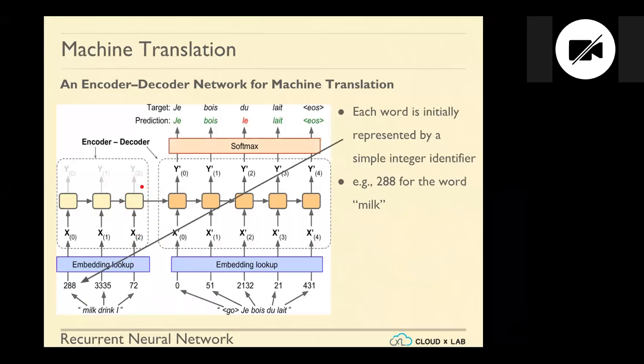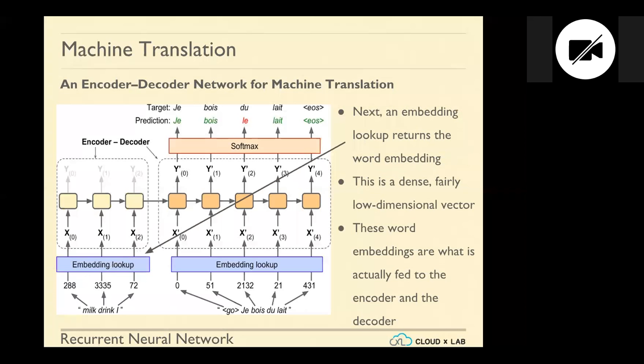Each word is initially represented by a simple integer. So instead of feeding in strings, we are feeding the corresponding index in the dictionary, or index in the vocabulary, you can say. This is just a simple identifier, like you have IDs in any SQL table or any Excel sheet.